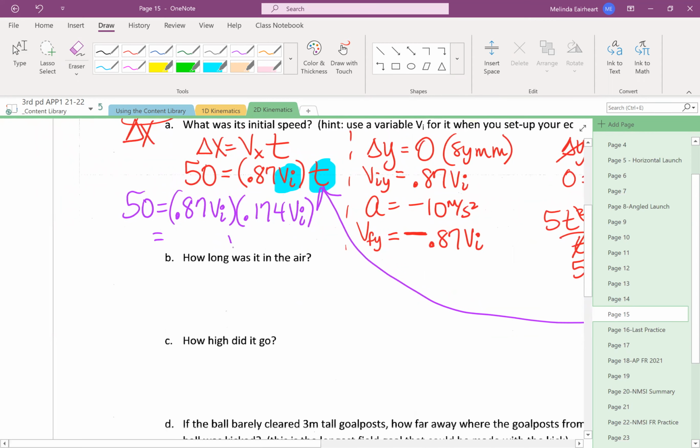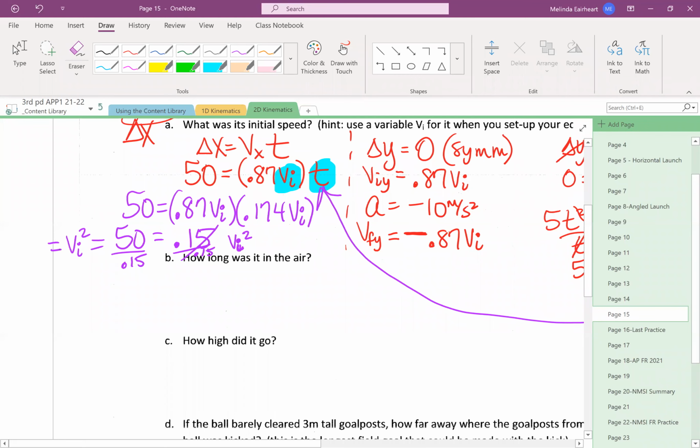VI times VI, we'll get VI squared. What's 0.87 times 0.174? 0.15, and it still equals 50 there. So how are we going to solve for VI? Divide both sides by 0.15. And this will equal VI squared.